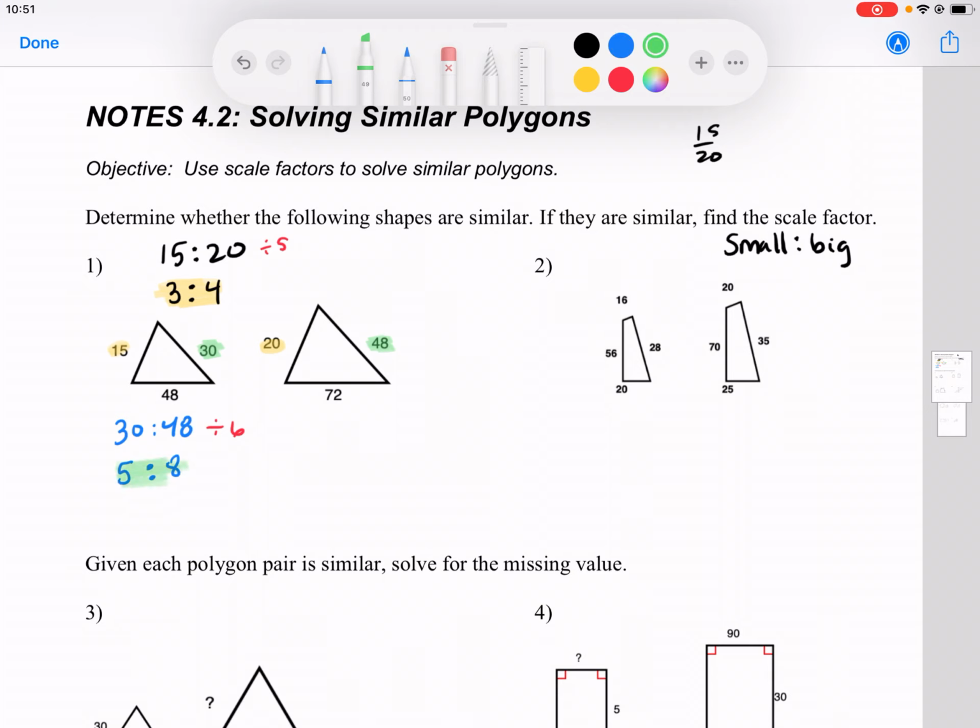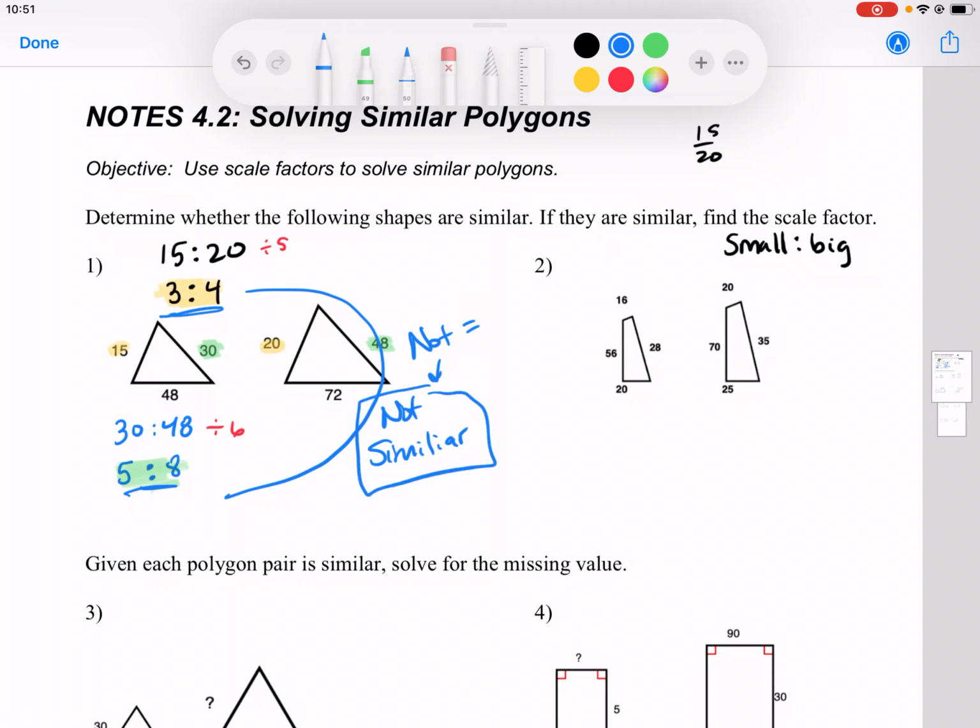At this point, you're going to notice that the two I highlighted are not the same. So they're not the same, so they're not similar. So not equal, therefore it's not similar. The only way they can be similar is if every single side matches up with the same ratio, you get the same scale factor every time.